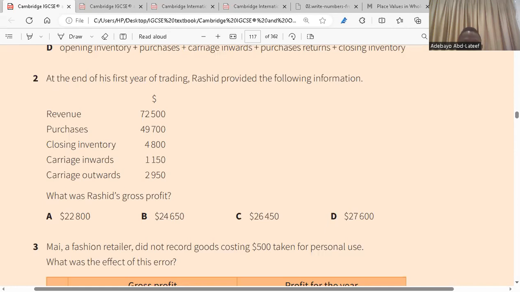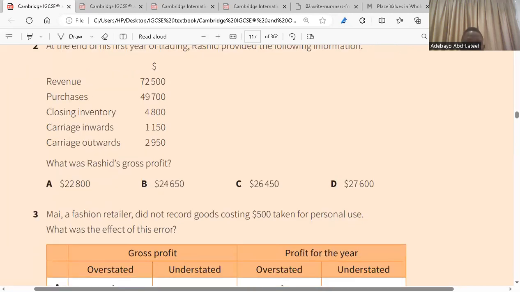Purchases, 49,700, plus carriage inward, 1,150, minus closing inventory, 4,800. That is 46,000. Then 72,500 minus 46,050 gives 26,450. So the answer is C.